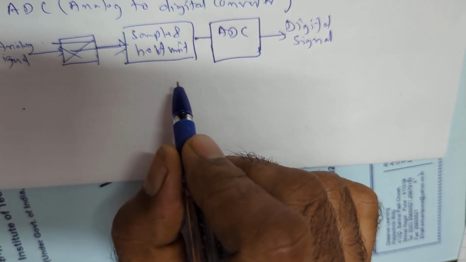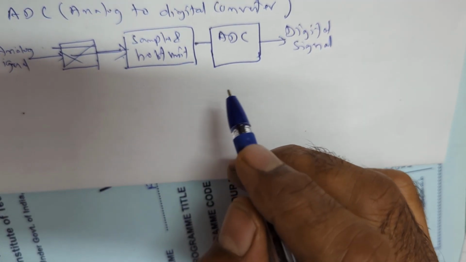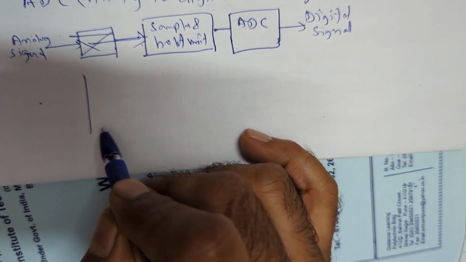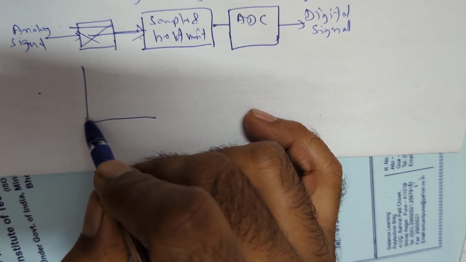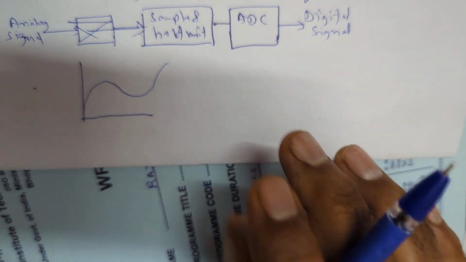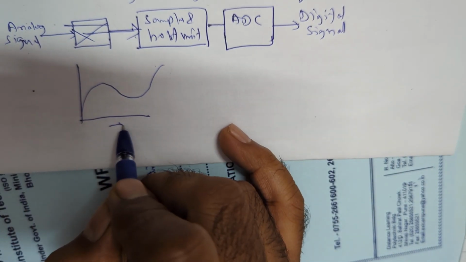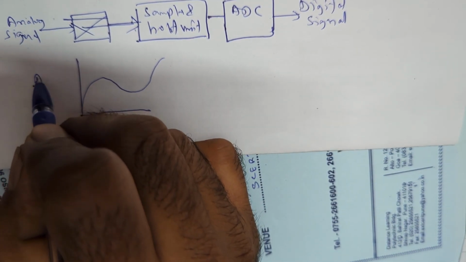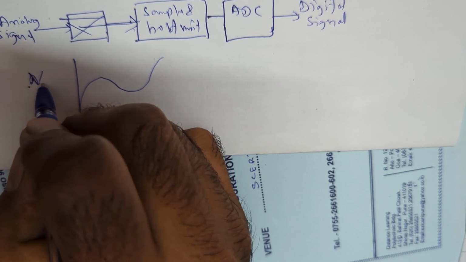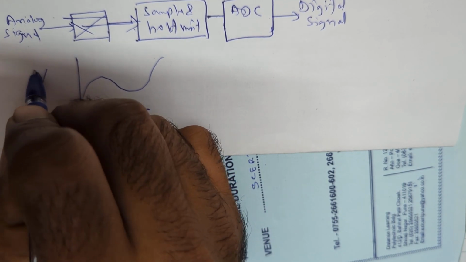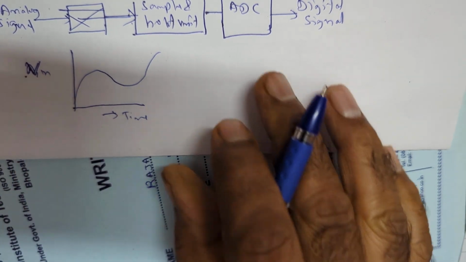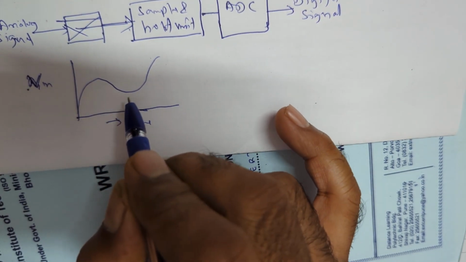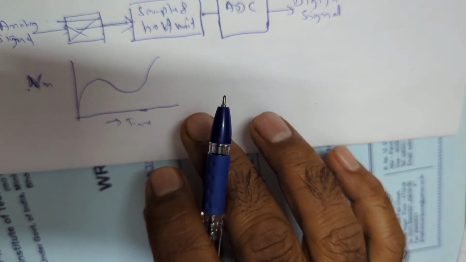Now we want to understand the working of this sample and hold unit. We know that analog signal is a varying type of signal, something like this, can be any form. This is with time, and this is the analog signal. It can be voltage or it can be current also. Let us say this is voltage VIN. So this is a continuously varying signal with time. We want to convert this into digital signal.